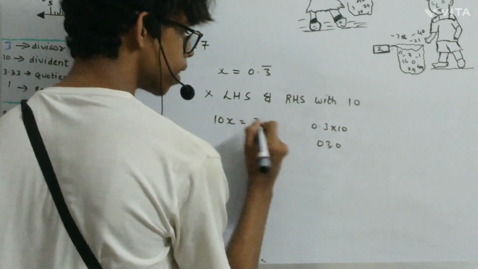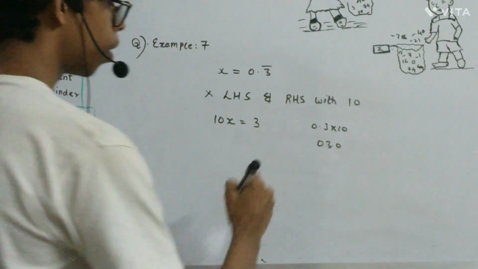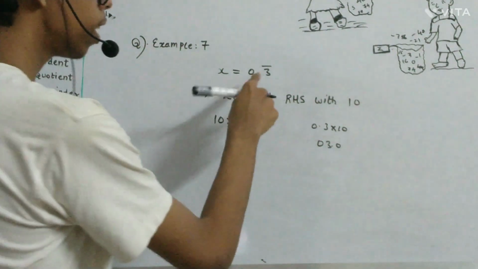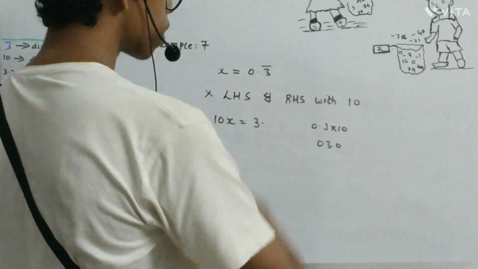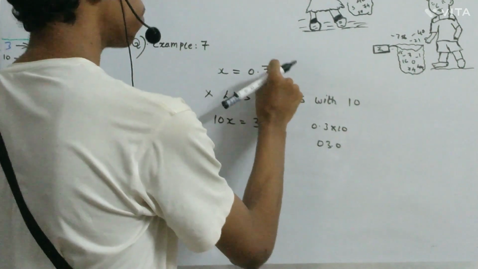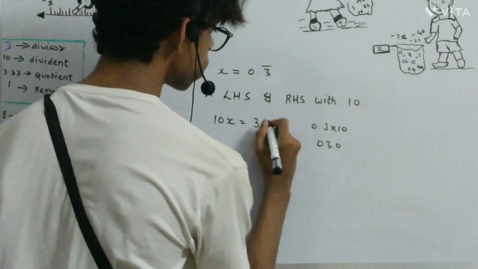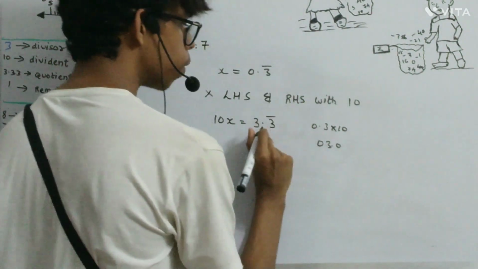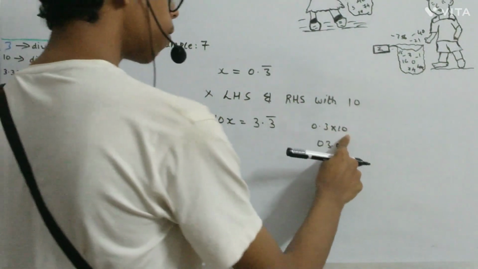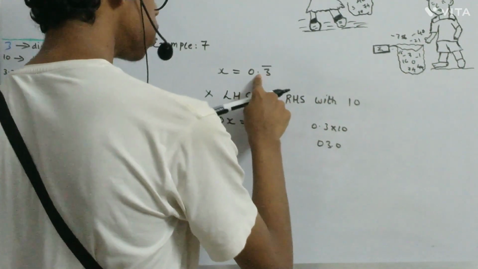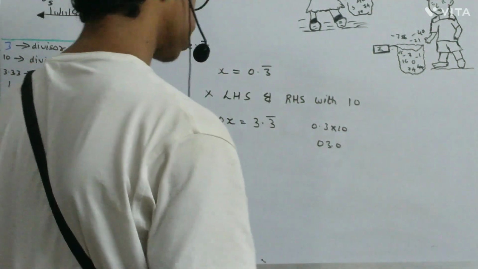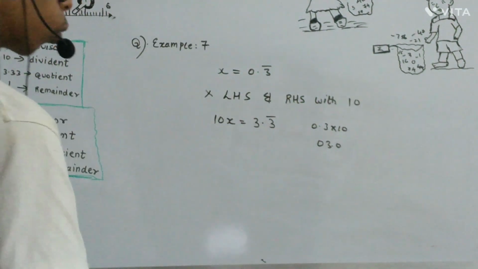So I will be writing this 3. Now we just put a point over here. Now we see here that the bar is present on the 3. So on whatever number the bar is present, just write that also after the decimal point over here. Okay, first multiply it with 10 and then after the point, on whichever number the bar is present, just write it down over here also.